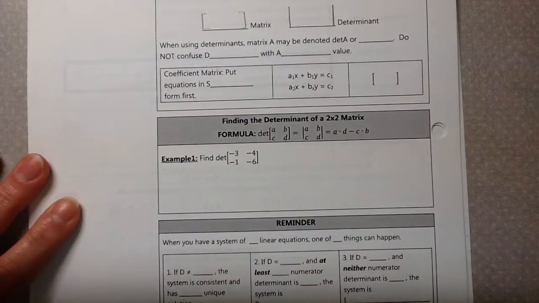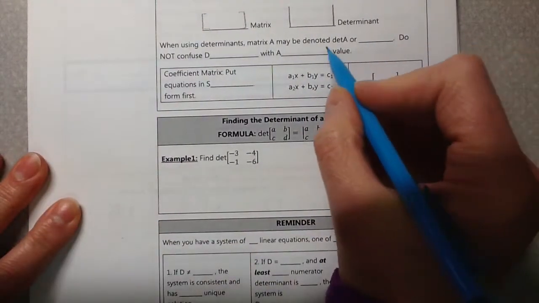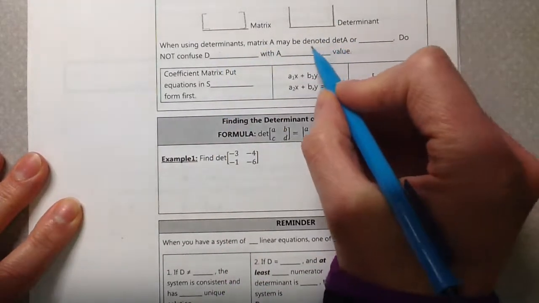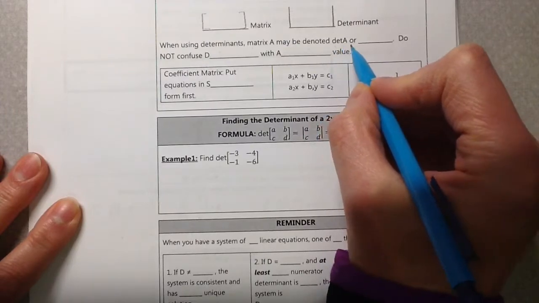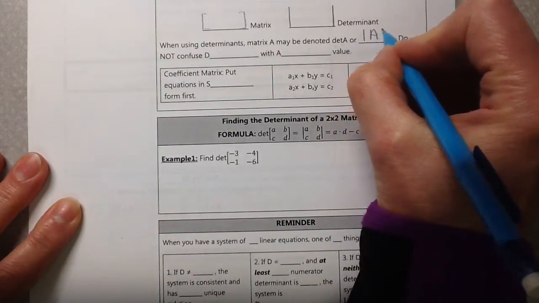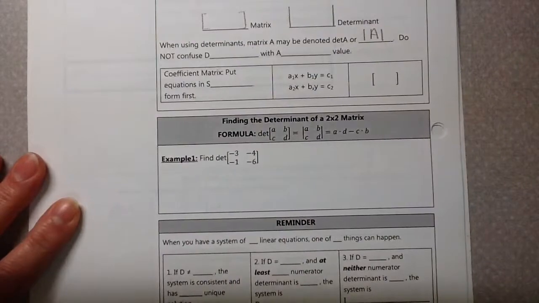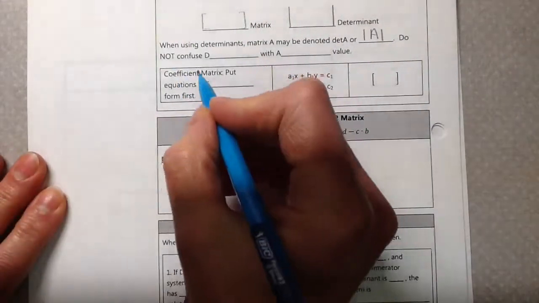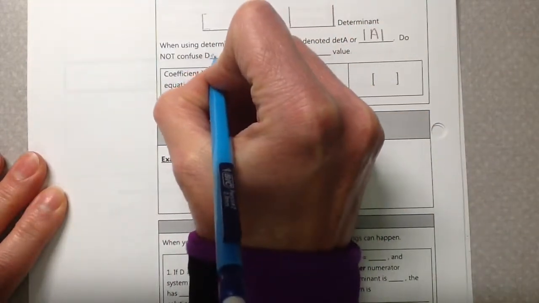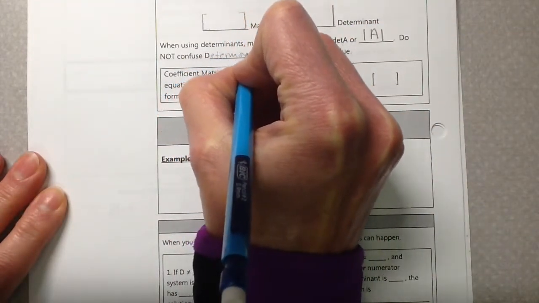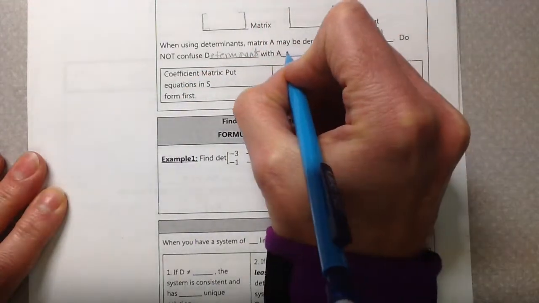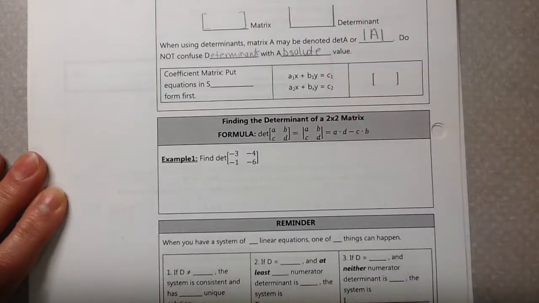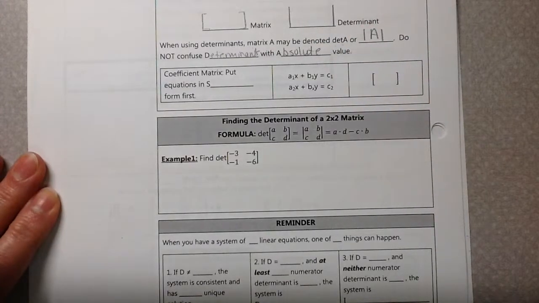When using determinants, matrix A may be denoted as A. If we want to find the determinant, it can be noted as determinant of A, or you can put A right inside the symbols for determinants. So right around the A. Do not confuse determinants with absolute value. Even though they look like absolute value, they mean something very different.